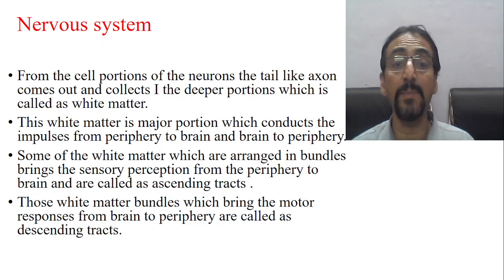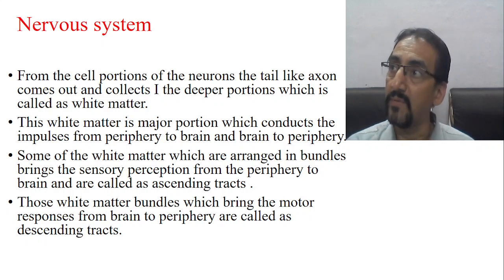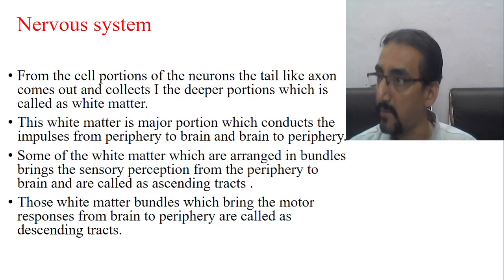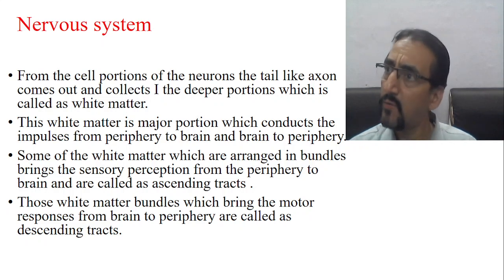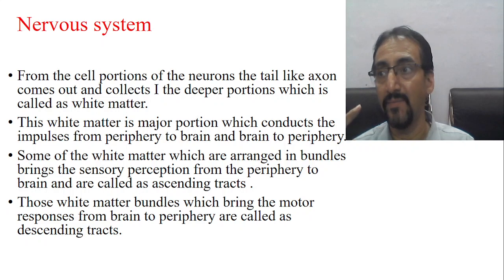brings the sensory perception from the periphery to the brain and they are called as ascending tracts. Yes, now you have to understand. White matter is of two types. White matter performs two functions. White matter also brings the motor impulses from the center to the periphery, and this white matter or peripheral sensory nerves, that is also white matter only. They are all the axon portion of the nerve. So they bring the sensation from the periphery to center.